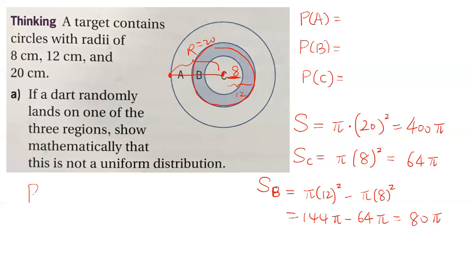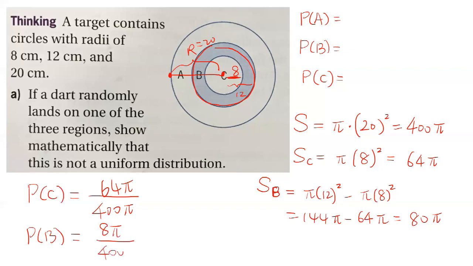Okay, so here we can find PC. PC is the area of C over the total area. And here we have 64 pi over 400 pi, right? And PB is the area of B, which is 80 pi over 400 pi. You can easily find that PC is not equal to PB. So this is not a uniform distribution.